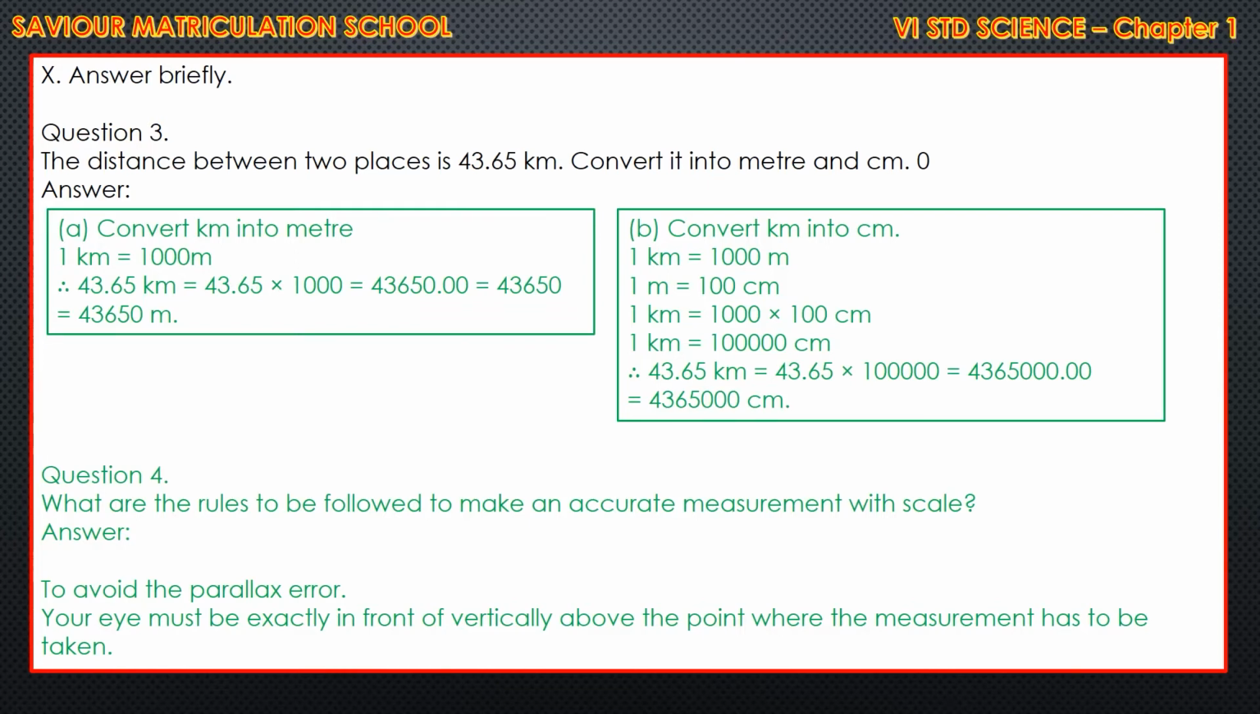Then fourth, what are the rules to be followed to make an accurate measurement with a scale? The answer is, to avoid the parallax error, your eye must be exactly in front of or vertically above the point where the measurement has to be taken.